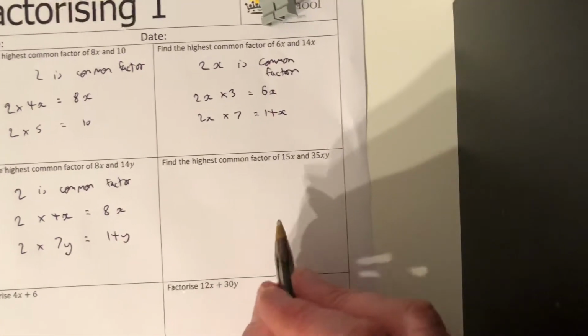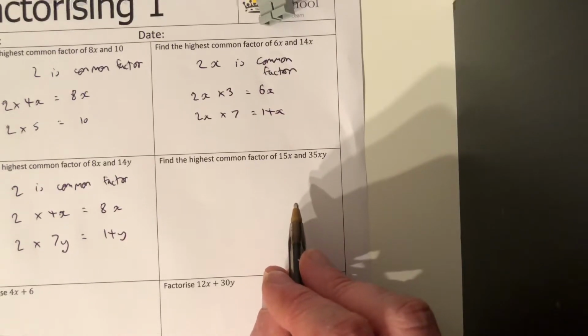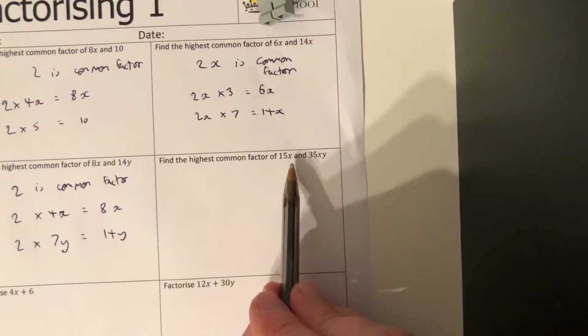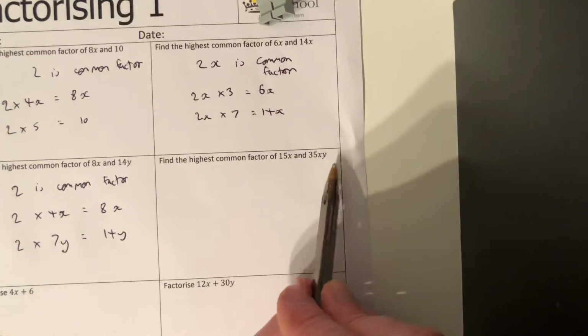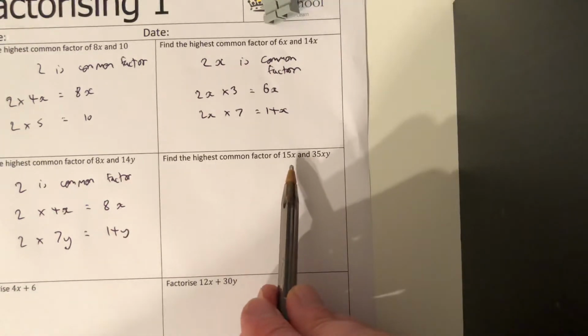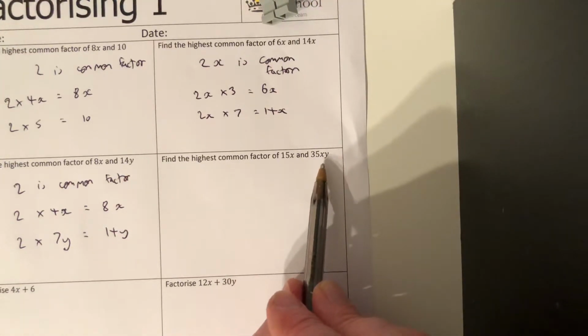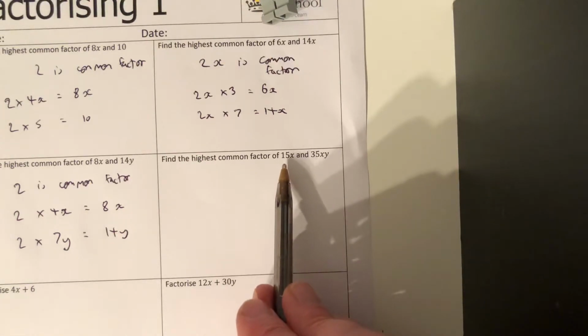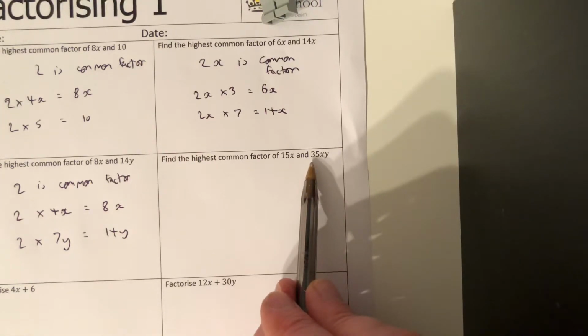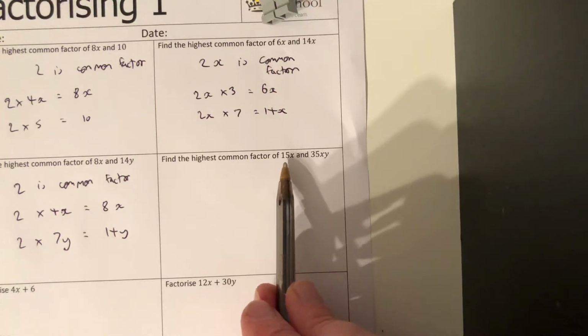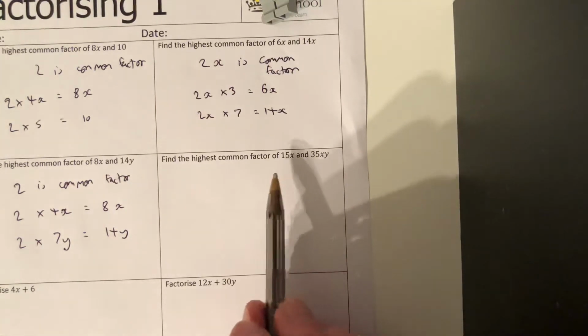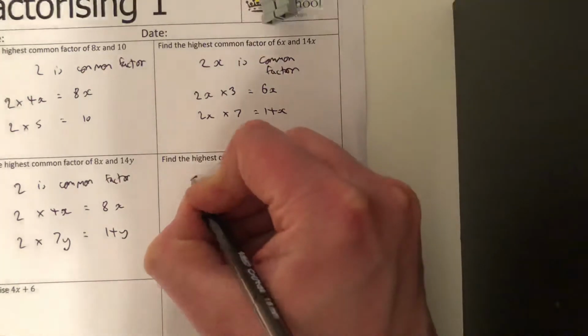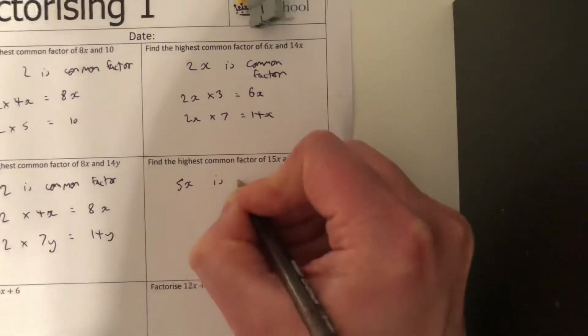Okay, the next question, we've got 15x and 35xy. So we'll look at the algebra for a start. We've got an x and an xy. So we can see clearly that x literally goes into both of them. So x is going to be a common factor. We'll also look at the 15 and 35. You're probably realising, ending in 5, they're in the 5 times table. So 5 and x go into both numbers. So 5x will be the common factor.